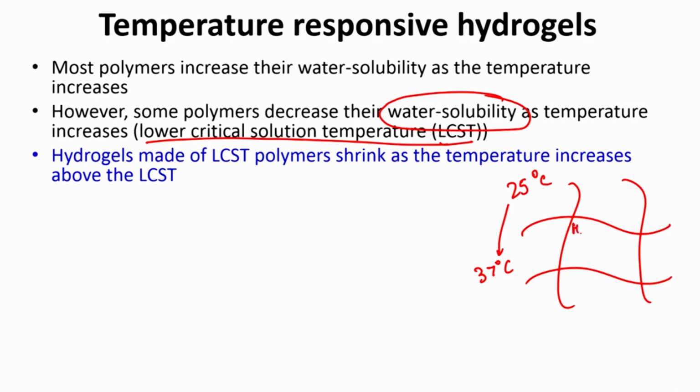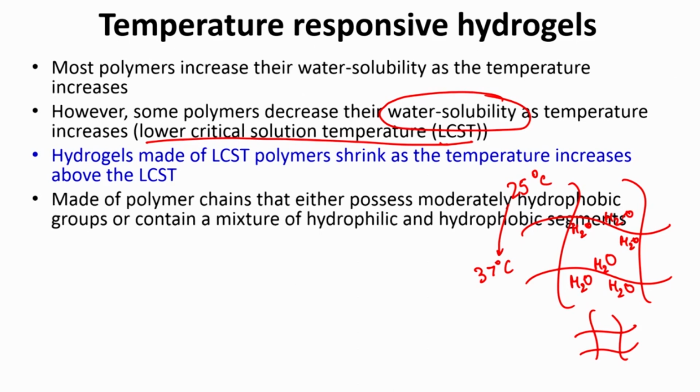then all these water molecules that were interacting with these polymer chains will reduce, and because this is reducing, it will cause the swelling to decrease. So you actually have these hydrogels that will shrink as the temperature is increased and goes above a certain temperature, which is the LCST.